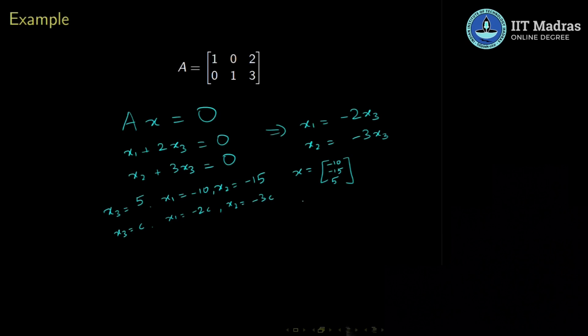So the set of solutions for this, we can write as minus 2c, minus 3c and c, where c can be any real number. So we can have c is 5, c is 20, c is 1 million, whatever you want. For each value of c we will get a solution. So we have infinitely many solutions, that is the first thing we observe.